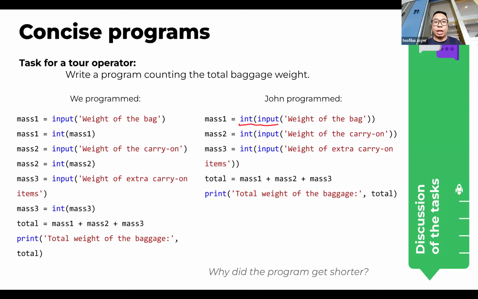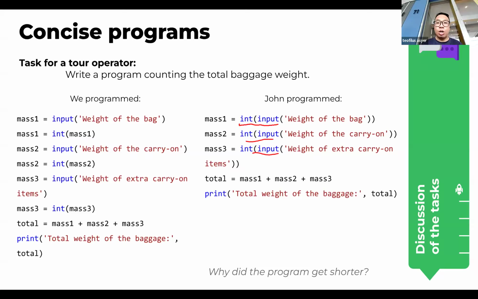Now I want to ask you about these nested constructions. If you see something like this in Python, which one is going to be done first by the system? Is it going to be the input function or the integer function? Input, and then after that, integer, right?